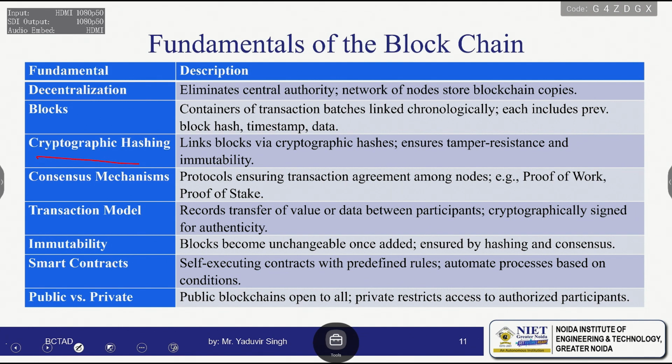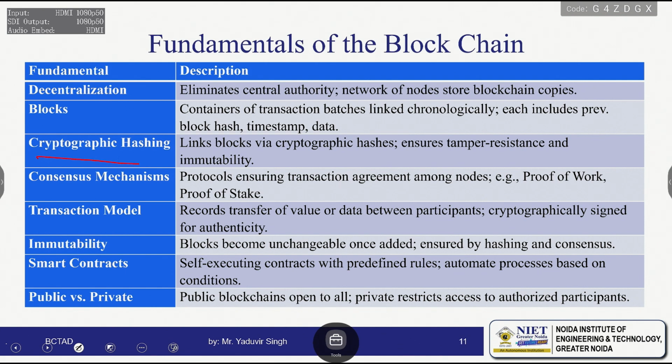And then consensus mechanism means if you are transferring data, all the parties who are part of a blockchain should agree. This can be with reference to proof of work, or proof of stake. We will discuss the details later. And then transaction model means we should have a transfer of value between the participants, and it should be authorized with reference to authenticity from the users. And then immutability means a block once added cannot be changed, because of hashing.